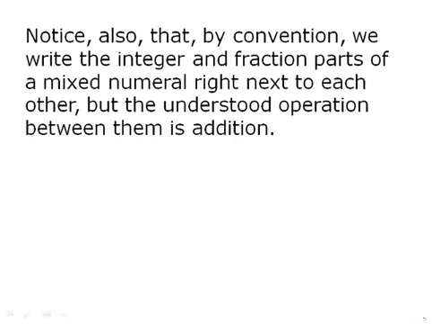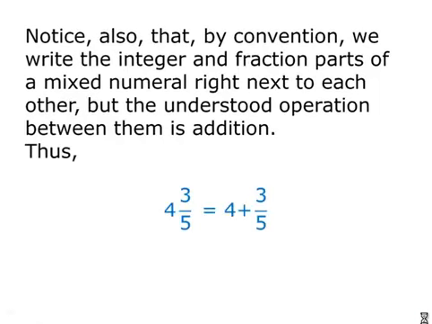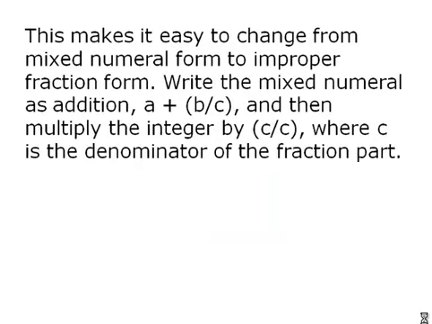Also notice that by convention, we write the integer and the fraction parts of a mixed numeral right next to each other, but the understood operation between them is addition. So when we write 4 3/5, what we actually mean, we don't have to write it, but what that actually means is 4 plus 3/5. This makes it easy to change from a mixed numeral to improper fraction form.